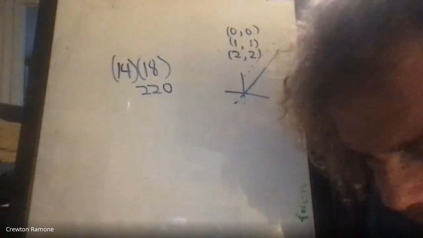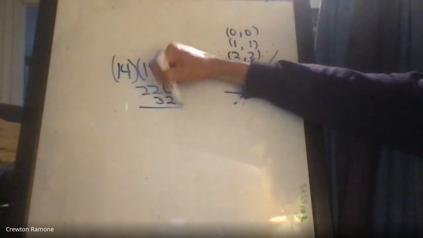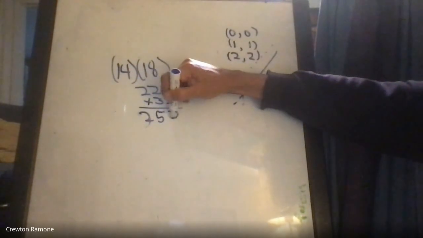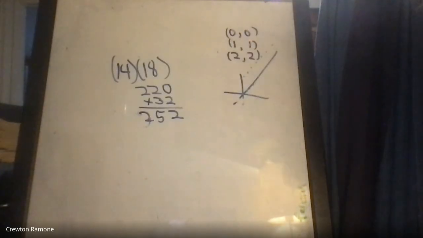40. Wait a minute. What's 4 times 8? 220 plus 4 times 8 is 32. Wait. So what do I have? 252. 252 is the right answer. Dave's over there doing all kind of crazy stuff. 14 times 18, 252. Look, I can draw a picture of it.